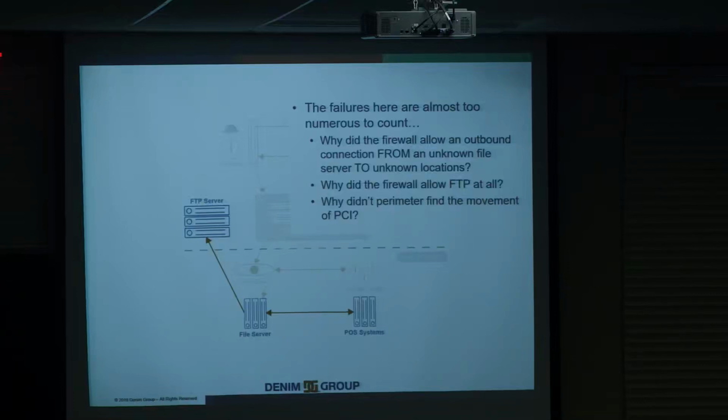The failures here are almost too numerous to count. Why did the firewall allow an outbound connection from an unknown file server to unknown locations? Why did the firewall allow FTP at all? Why didn't the perimeter find the movement of PCI data? If they had done any of these things, they might not have completely prevented it, but at least they would have had some early detection.